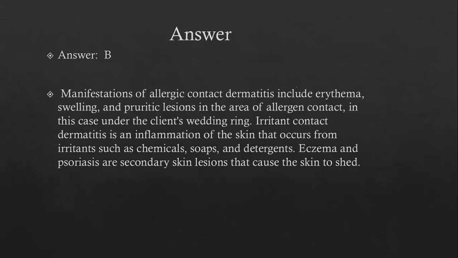Irritant contact dermatitis is an inflammation of the skin that occurs from irritants such as chemicals, soaps, and detergents. Eczema and psoriasis are secondary skin lesions. So does everybody have a good understanding of what irritants and allergic are? Is it the signs and symptoms that differentiate, or is it what causes it that differentiates the allergen versus the irritant?